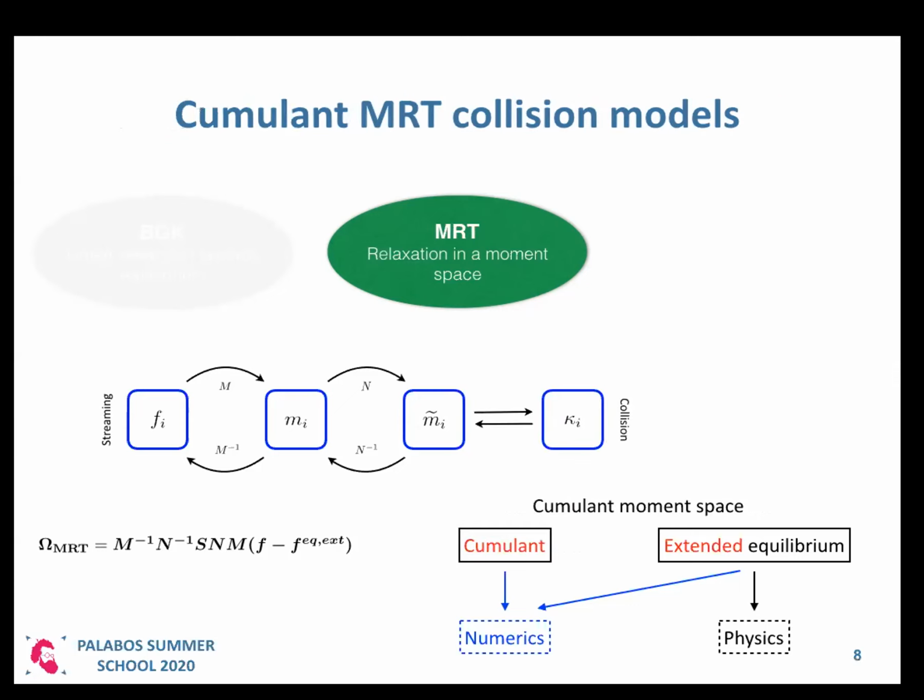And the last type of moment space that you can encounter in the literature is the cumulant space, the cumulants being nonlinear combinations of central moments. That's why, usually, you are not able to write the collision models in terms of products of matrices, because it implies nonlinear transformations of moments.